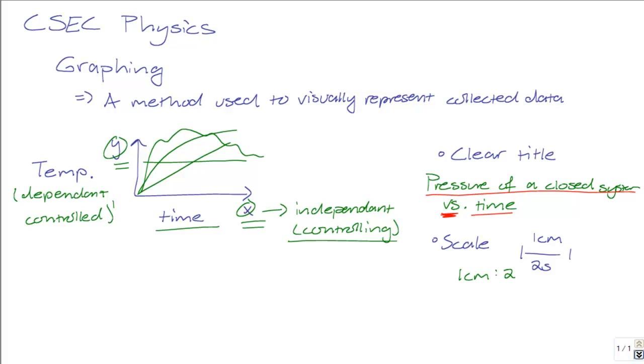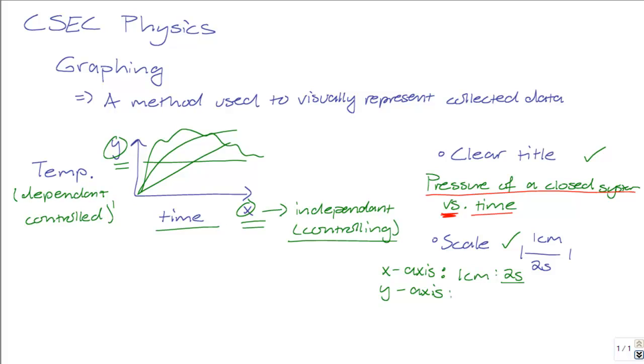If this was on your x-axis, it means your x-axis is always represented by a scale of 1 centimeter to 2 seconds. So any 1 centimeter division along your x-axis has a value of 2 seconds. And you're expected to have a scale both for your x-axis and for your y-axis. So you're expected to have a clear title, a scale, and you are also expected to have clear axes.